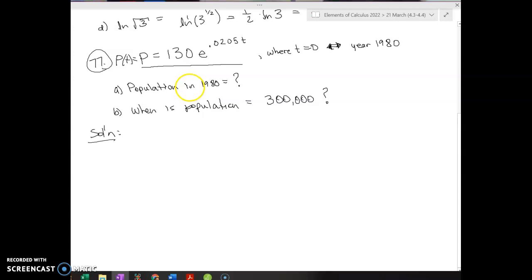What was the population? Oh, sorry. This is not 1980. The question says, what was the population in 2009? In 1980, when t is 0, you plug 0 in and you would have just gotten 130. And this says it's given in thousands. I should have written that here.